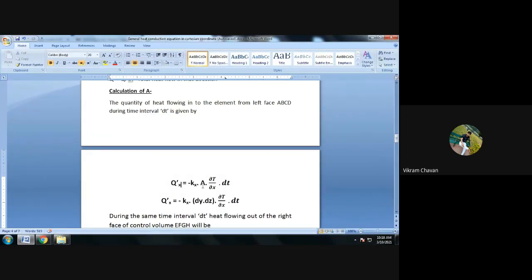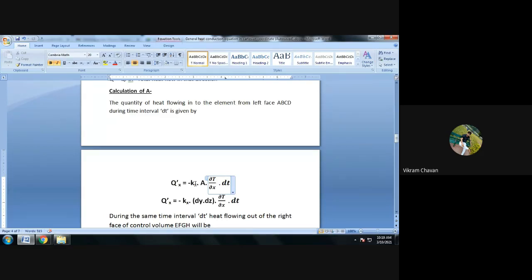Minus K suffix x, that will be the thermal conductivity in x direction, multiplied by A, the area of that face, multiplied by dT by dx, multiplied by dt.